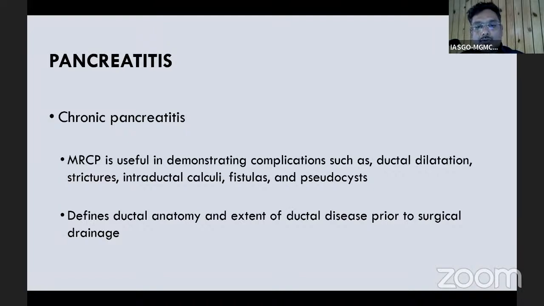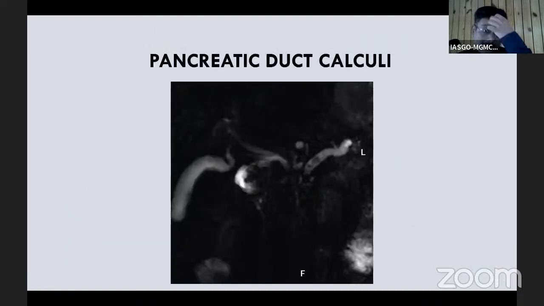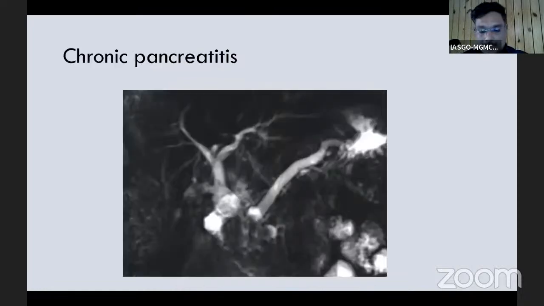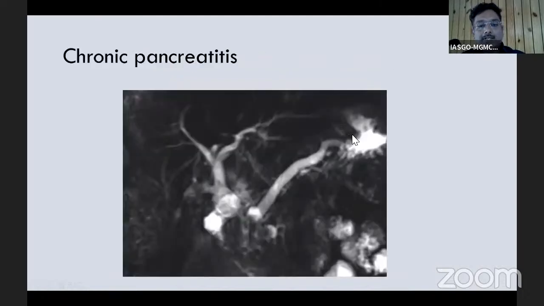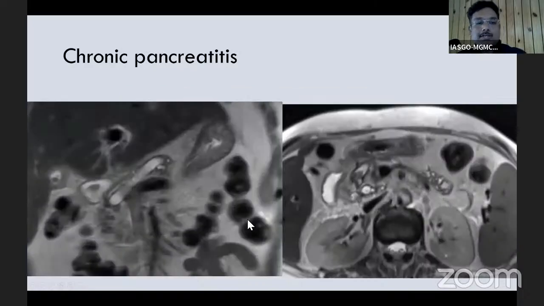It can show complications like pseudocyst formation, strictures, and intraductal calculi, and often fistula. This is a case of chronic pancreatitis showing a dilated MPD with multiple filling defects within it, suggestive of calculi. Another case with a dilated MPD and filling defect in the head. But if we see the T2-weighted images, we can see that there is hardly any parenchyma left. There is dilation of the side duct as well, and there is a calculus sitting in the proximal pancreatic duct.